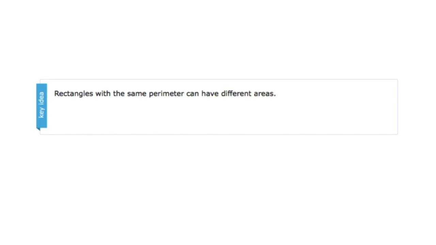Today we're just going to focus on our key idea you see here. Rectangles with the same perimeter can have different areas. Tomorrow we are going to expand on this concept and look at it in a real life situation.